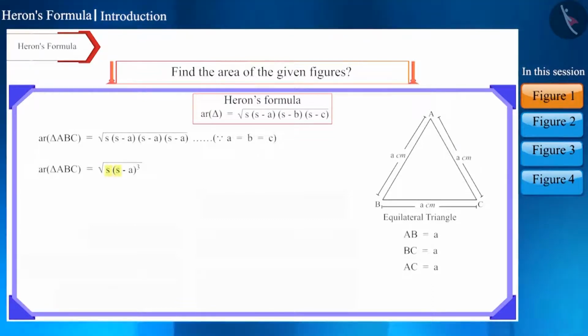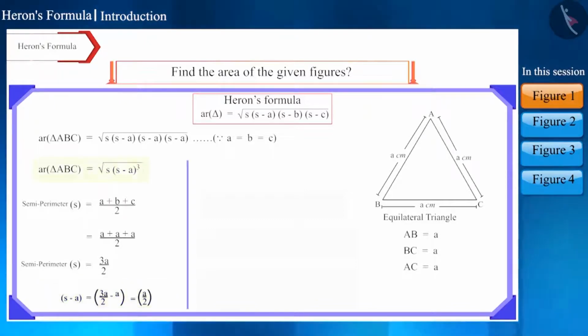Now we will determine the value of semi-perimeter, that is S. Semi-perimeter will be equal to (A plus B plus C) divided by 2, which will be equal to (A plus A plus A) divided by 2, or we can say 3A upon 2. We have obtained the value of S. Now we will find the value of (S minus A) and put it in the formula. S minus A is equal to A upon 2.